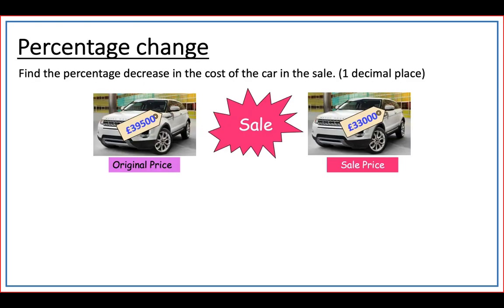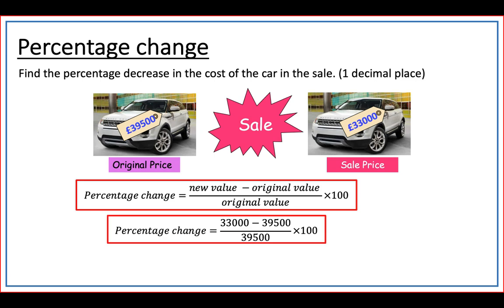Okay, moving on. Find the percentage decrease in the cost of the car in the sale, to one decimal place. So we have the original value of a car is £39,500. It goes on sale for £33,000. So if we have a look, same formula, input our values. Our new value is now 33,000 and our original value was 39,500. So we're taking that away and then dividing by that original value and then multiplying by 100.